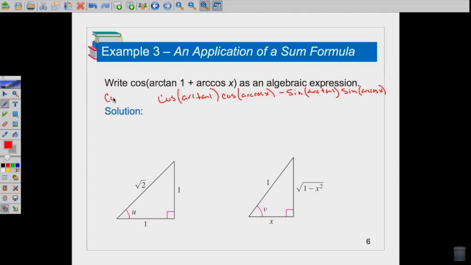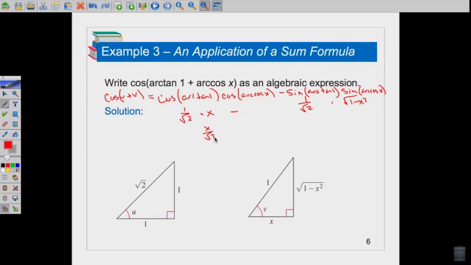This is cosine of u plus v essentially. Okay, so when I say cosine of arctangent 1, what I'm really looking at is 1 over the square root of 2. When I say cosine of arc cosine x, cosine and arc cosine are inverses of each other, so that's just x. When I see sine of arctangent 1, what I'm really looking at is 1 over the square root of 2. And when I say sine of arc cosine x, what I'm really looking at is the square root of 1 minus x squared.